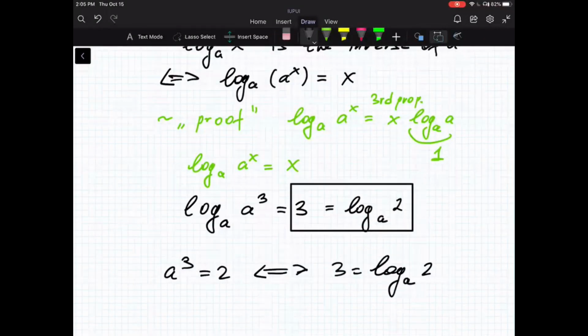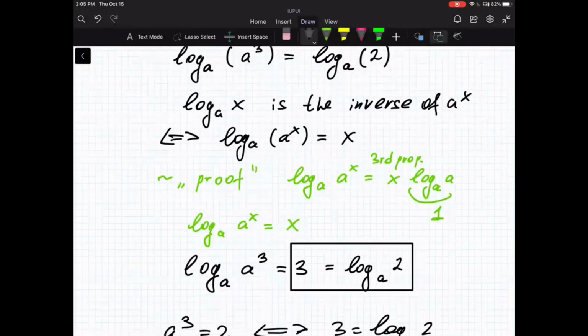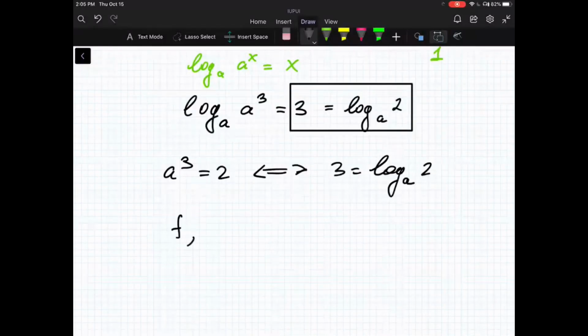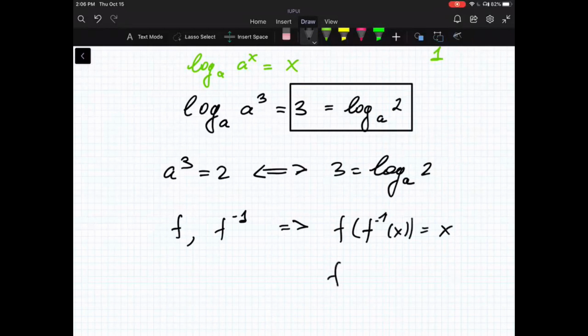This is one way how you can get the logarithmic form from the exponential form, but of course there is the second way, from the logarithm form to the exponential one, and it uses, so remember that if you have a function and an inverse function, then not only f of the inverse function applied to x is just x, but also the inverse function of f of x gives you x.